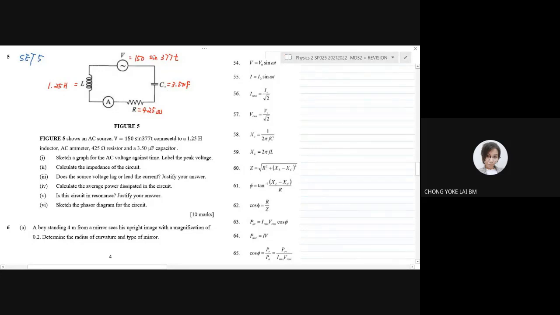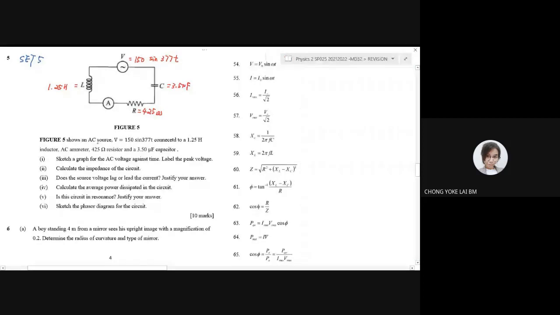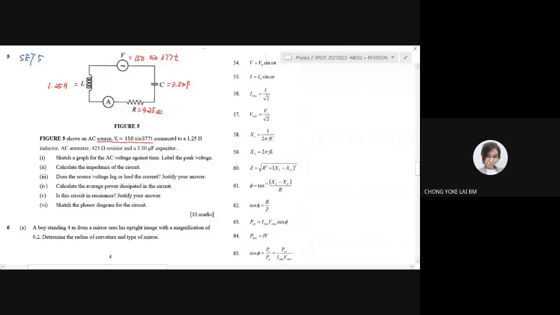Bukan XC ya, ini C ya. The L is 1.25 Henry. So this is the voltage source, total voltage. So ini refer kepada total voltage.